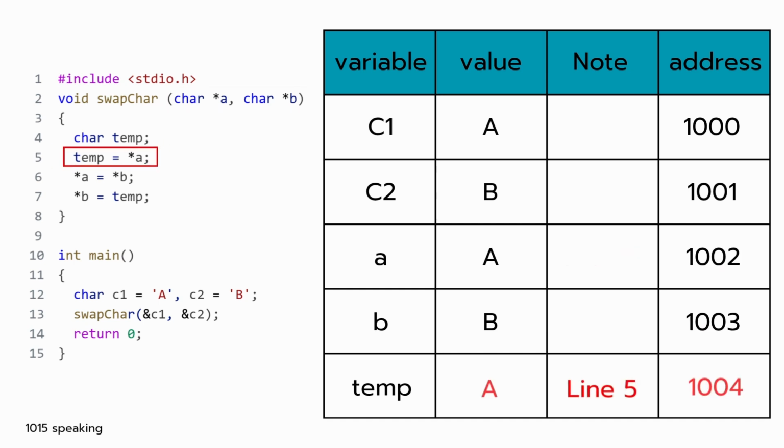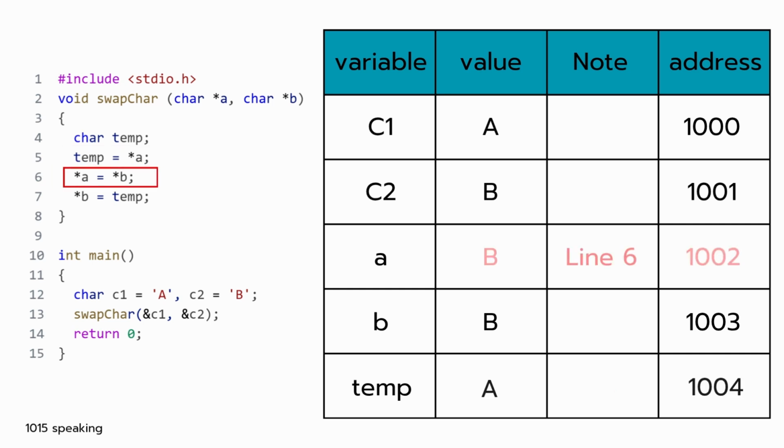At line 5, we start the swapping process. This means we take the value stored at the memory location that a points to, which is character A from c1, and store it inside a temporary variable called temp. So now, temp holds character A, and the table shows this new variable created on line 5.